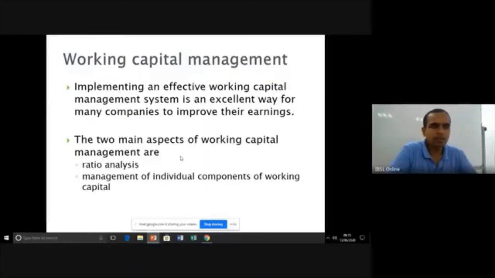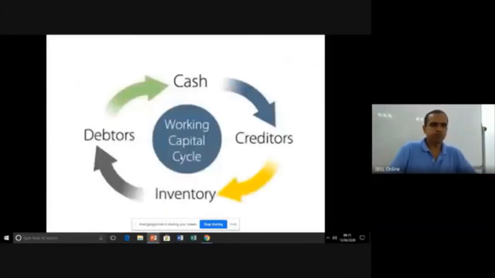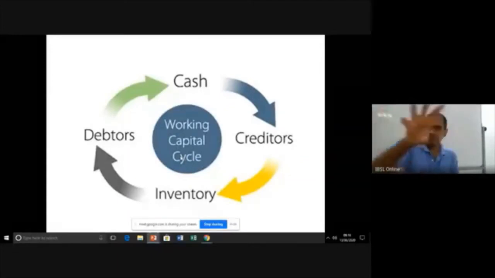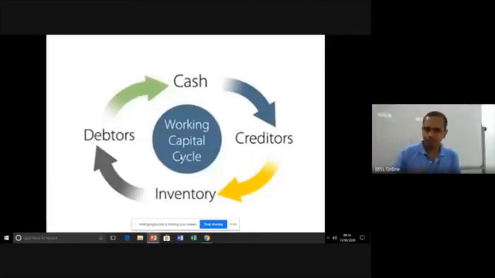The two main aspects of working capital management are ratio analysis, which we covered, and management of individual components of working capital. Right. So this is one of the important concepts that we discussed earlier also. Working capital cycle, right? How long it takes to convert a purchase into cash. Now that is the objective. Right? It's about purchasing a product, adding value, selling it, and then collecting the cash.